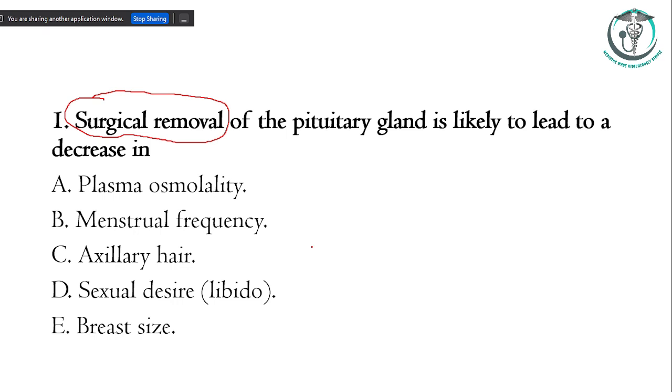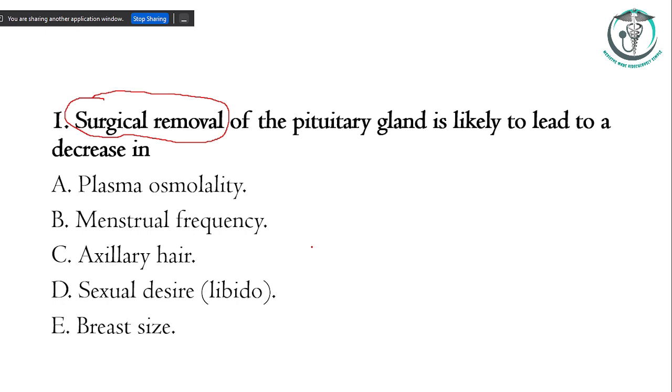So because these two hormones, FSH and LH, are the ones that stimulate the gonads to produce estrogen. In return, estrogen is the one that will cause the increase in breast size. Okay, remember, increase in breast size, it is estrogen. Production of milk is prolactin. Then secretion of that milk is oxytocin. So E will be true.